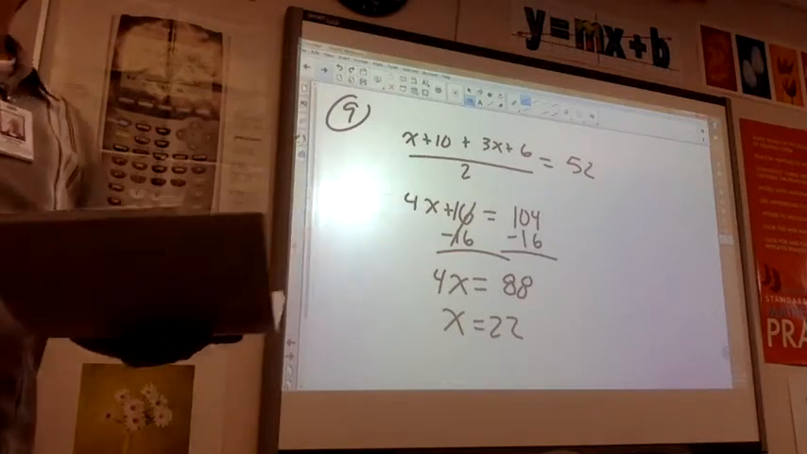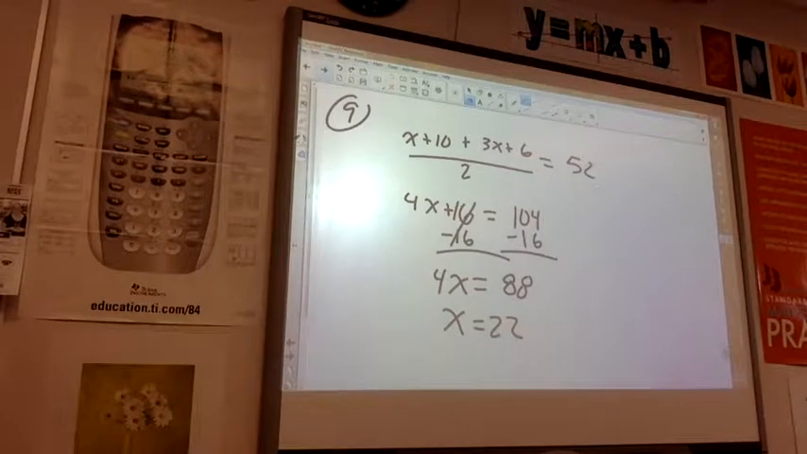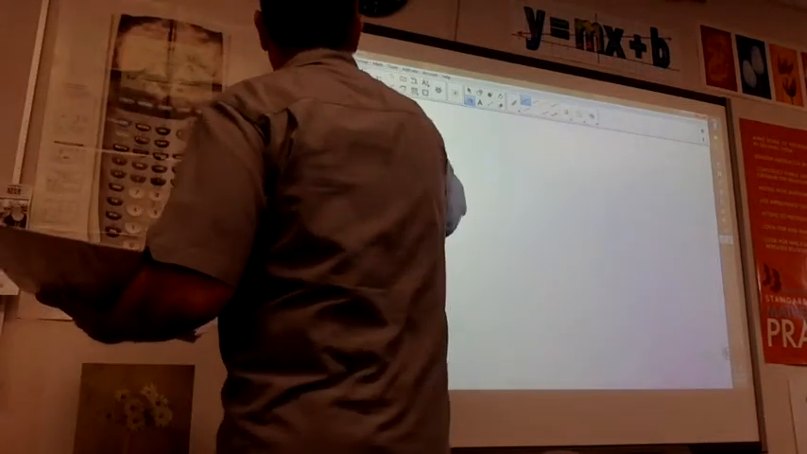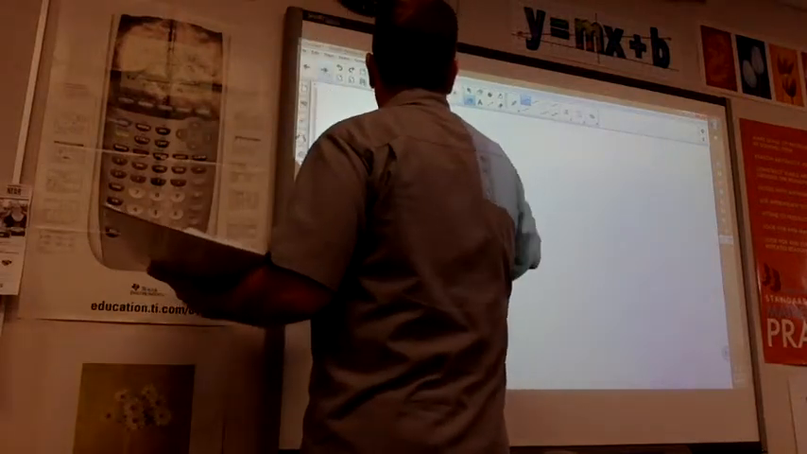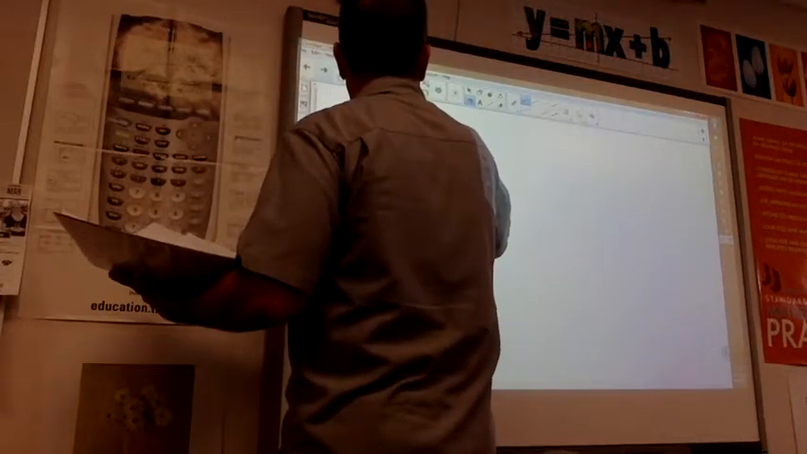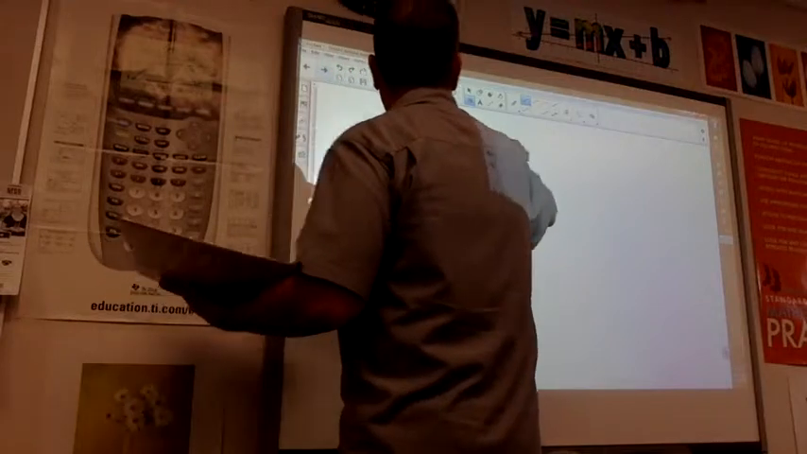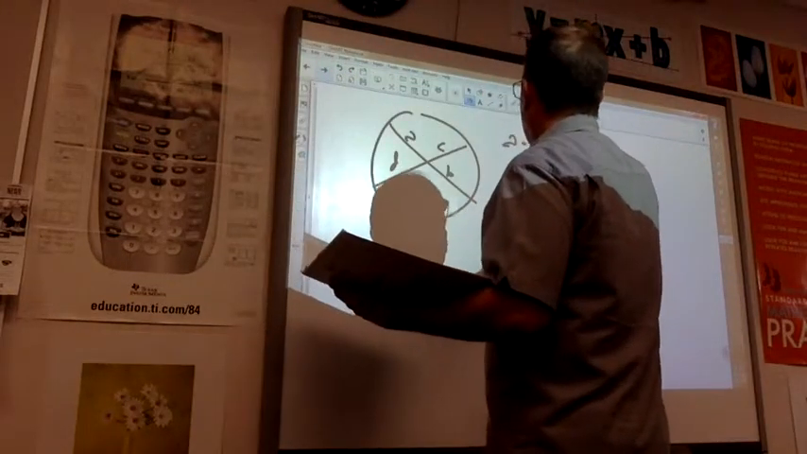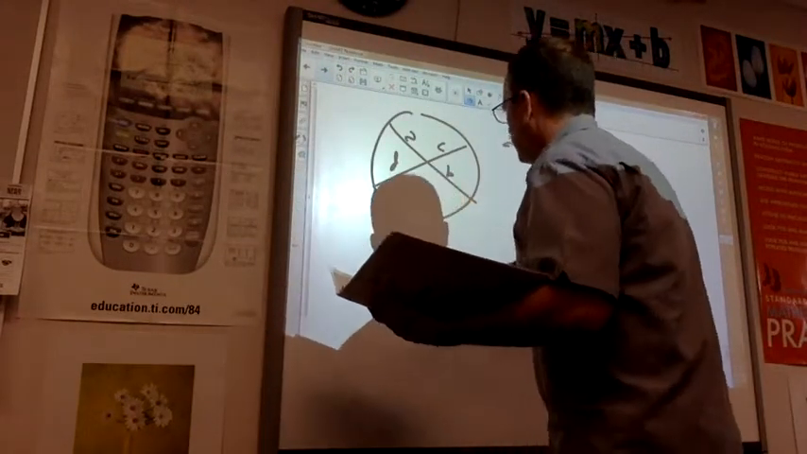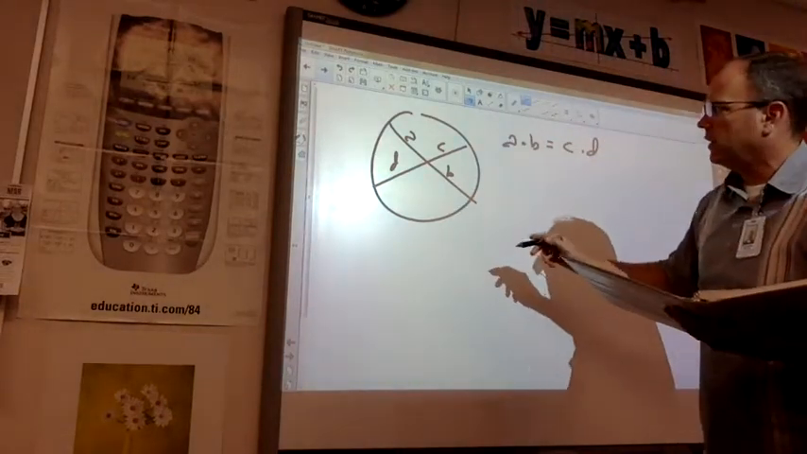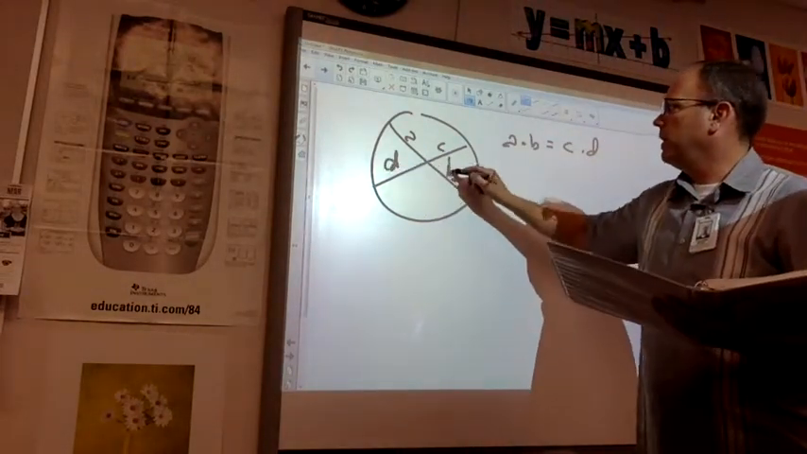Yes, I got the answer right. Yeah, 11. All right, so what we have to remember on 11 is if you have the 2 chords inside, if this is A, B, C, and D, it's A times B equals C times D. That's the general equation for that.